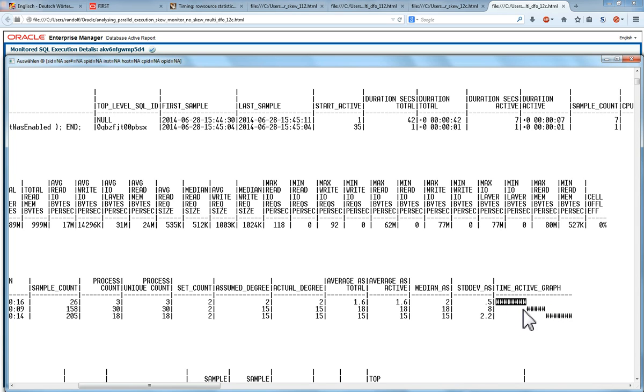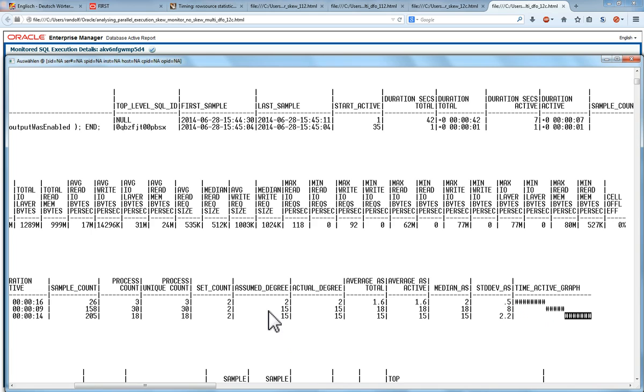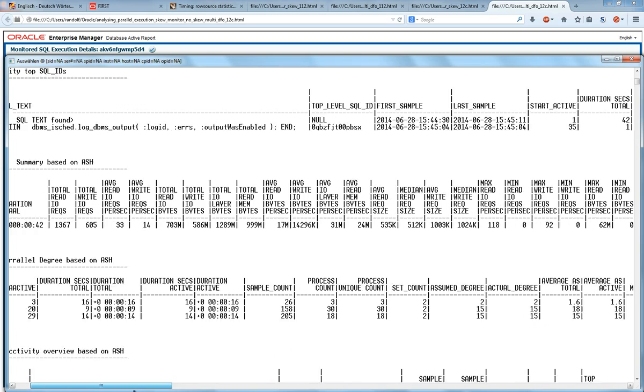If you had a look at this time active graph for the examples that I showed in the previous parts of the tutorial, where the multiple DFO trees were active at the same time, this would clearly be shown here in the time active graph. You would see that the different DFO trees were active concurrently at the same time, and then these DFO trees here clearly were active one after the other, which is quite helpful in understanding how these different DFO trees interact with each other. And you get this also at a high level overview information.